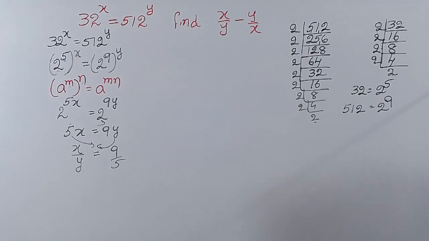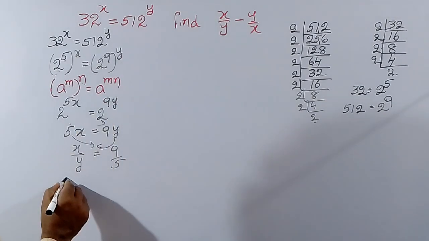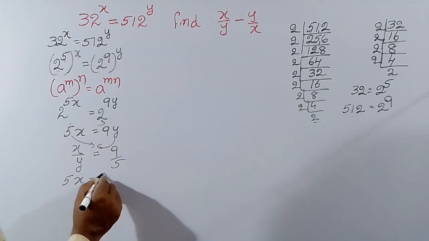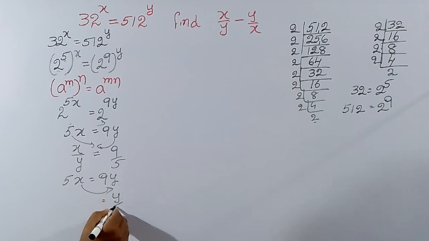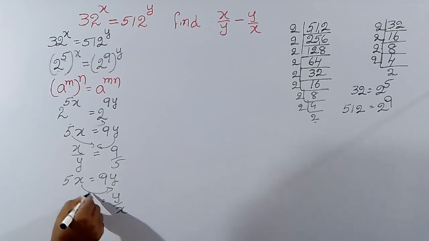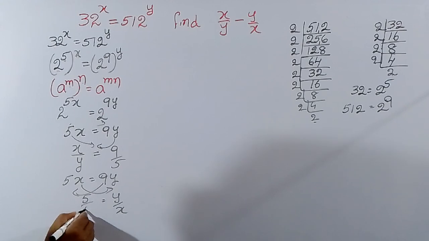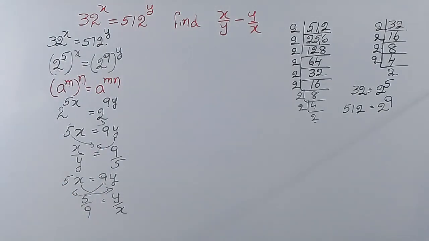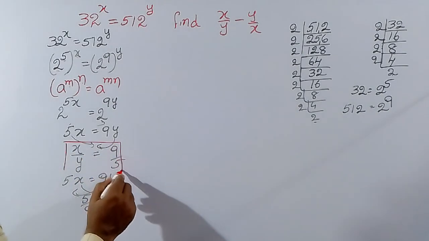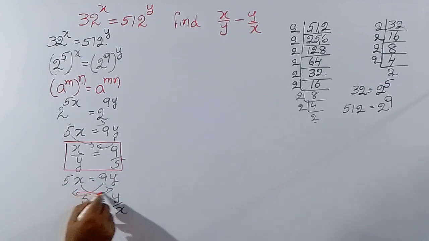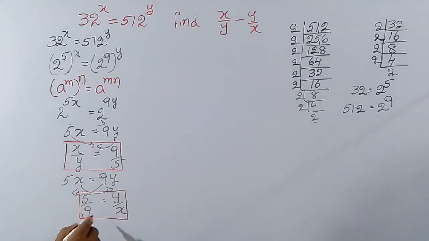At the same, again 5x is equal to 9y. Now this x will be changed aside. y by x is equal to 5, this 9 will be changed aside by 9. So y by x is equal to 5 by 9. x by y value is 9 by 5, and y by x value is 5 by 9. Okay, Andy? x value, y value change.